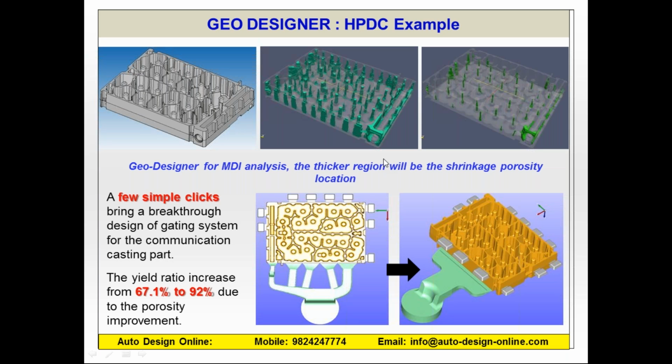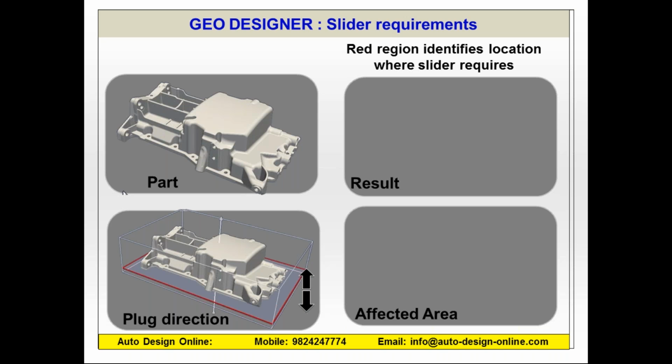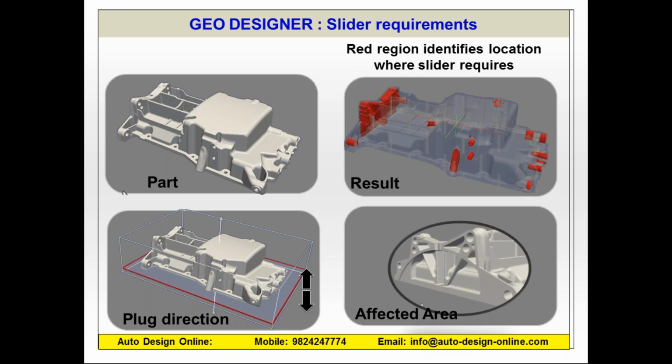We can take some more examples of different casting processes. For example, you can see here high pressure die casting, and you can find out which areas need better cooling channels. So this kind of decision can also be made using the same software. You can also find out where a slider will be required or how many sliders will be required, because in high pressure die casting, the more sliders required, the more the complexity. So at the early stage of the casting part, you can identify where sliders will be required, which also justifies the cost and the complexity of the casting part.